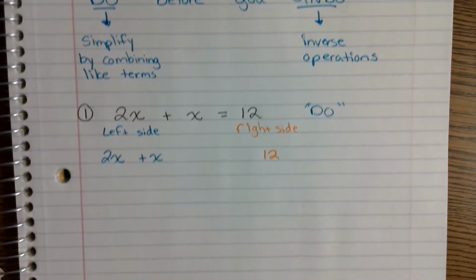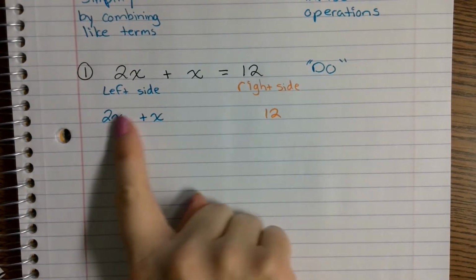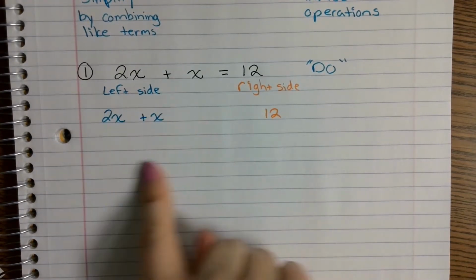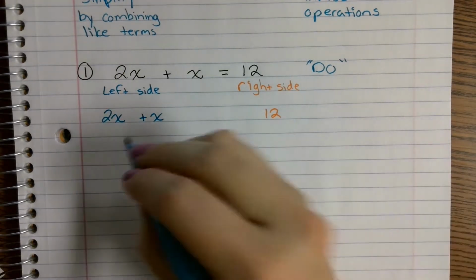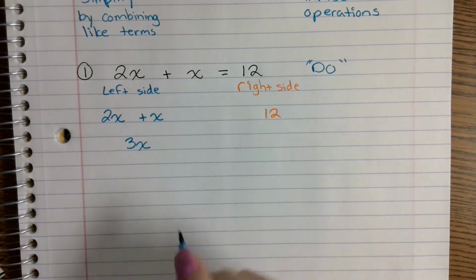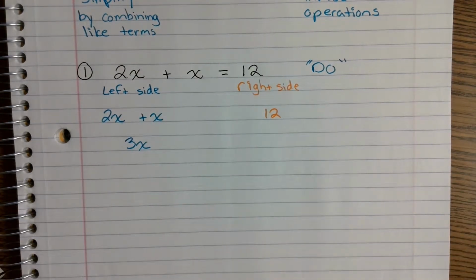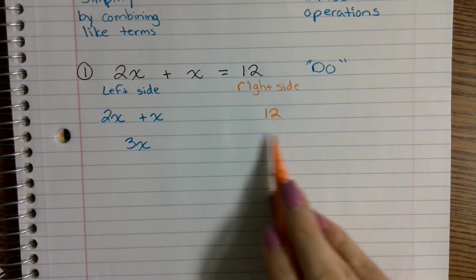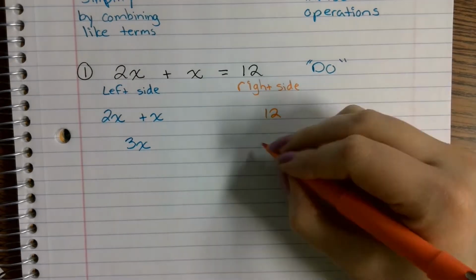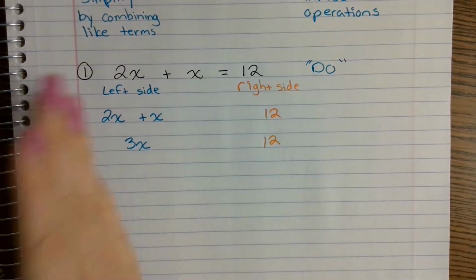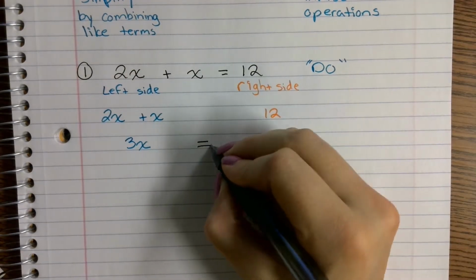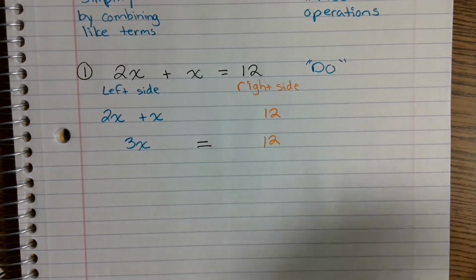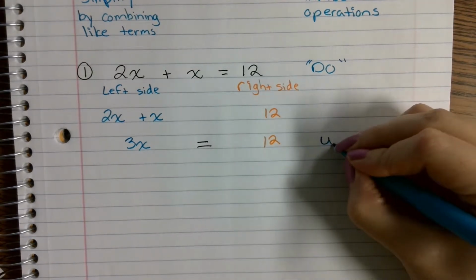So let's start with that left side, that 2x plus x. Can we simplify that? Yeah. What does that simplify to? 3x. Can I simplify it any further? No. So now let's look at the right side. We've got a 12. Can I simplify a 12? No. So that's as simplified as it's going to get. So now both sides of our equal sign are simplified. I'm going to go ahead and put the equal sign there. And now I go on to the next process, which is to undo.